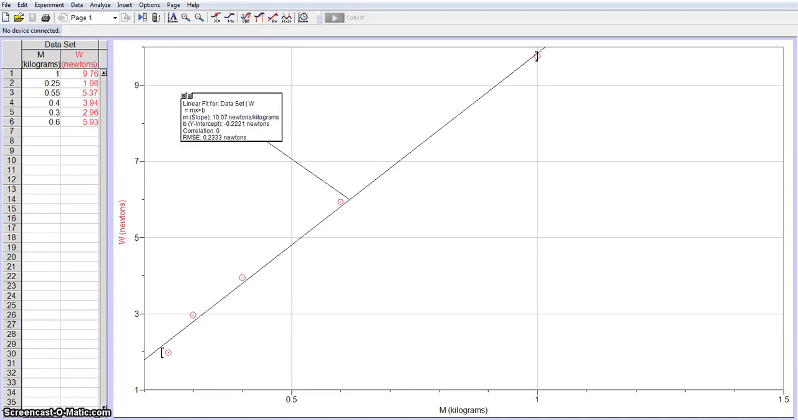So this is a graph showing the interaction between weight in newtons and mass in kilograms. We took 5 different numbers for mass and 5 different numbers for weight, which were related, and we entered it into LoggerPro and it graphed the line. So we see the relationship between weight and mass is that less mass equals less weight, is what I observed.